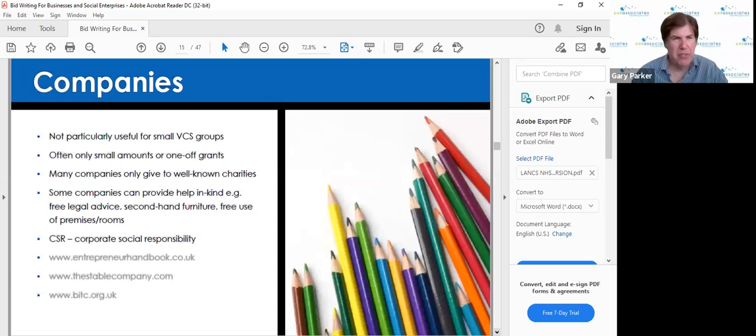Companies, I'm not going to say too much about this, because for very small groups and new groups, they're not particularly useful. They only usually give small amounts of money. There are exceptions, like the Wellcome Foundation, which is a business, although the foundation is non-profit making, but most companies tend to operate what's called CSR, corporate social responsibility. Most of the bigger ones, or the big banks, do that. And some of them, for example, Lloyds TSB, have a charitable trust foundation, which is very good and does a lot of good work. But I'm not going to say too much about this, because I don't think it's too relevant for the groups that are here today.